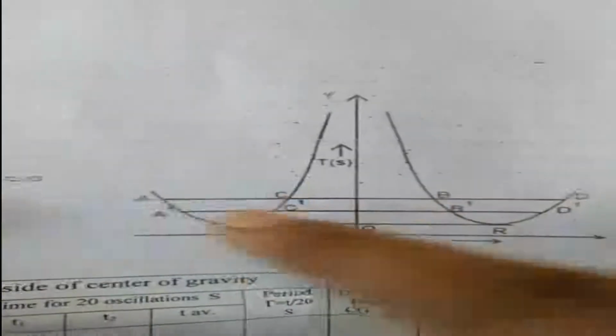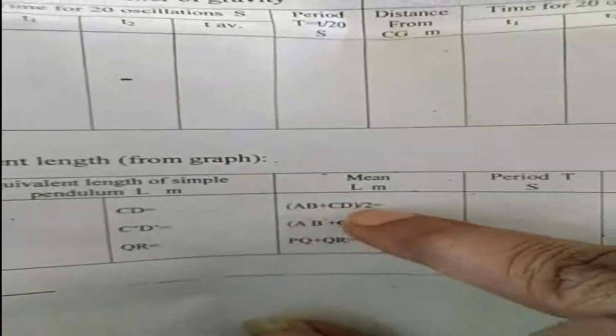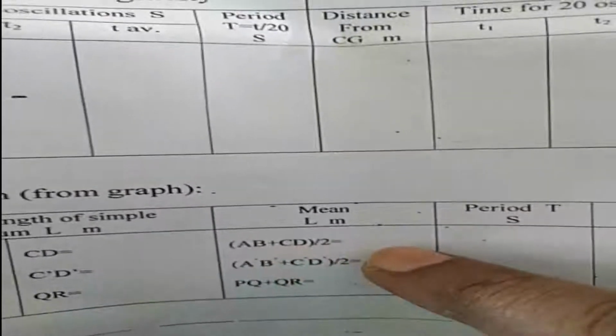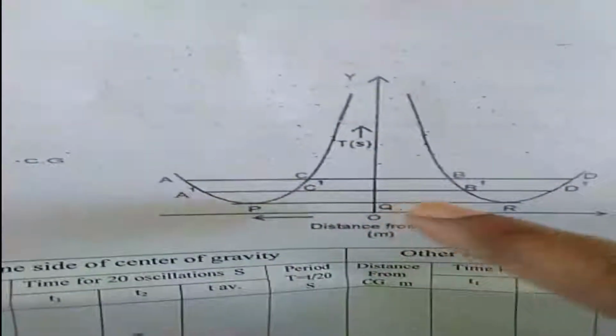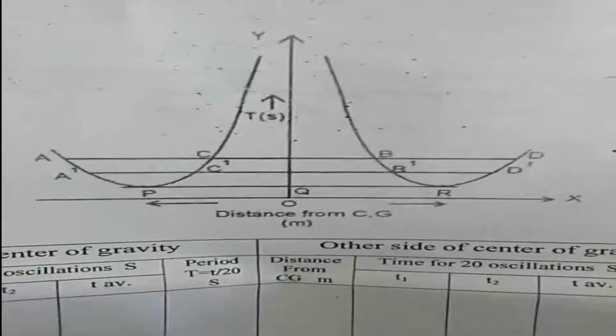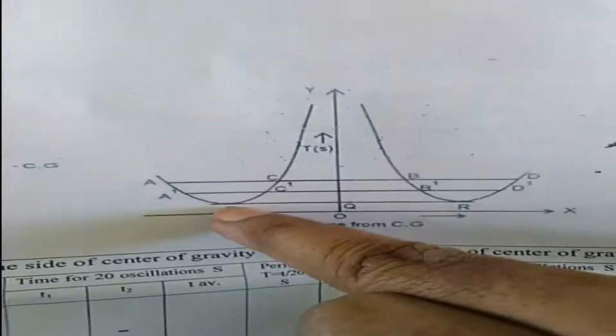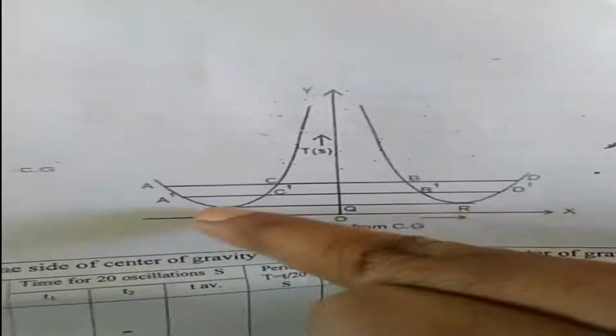Using this graph, we can have the measurements like AB, CD. On this graph, A to B is AB, and CD. Both distances are expected to be the same. That is why AB and CD are separately entered, and then the average, AB plus CD by 2, is calculated here. And then A dash to B dash, then C dash to D dash. Both distances are expected to be the same again. Enter into the tabular column and calculate the average of that distance also. Similarly this bottom line, P to Q, Q to R. Values are entered and the average value is calculated here.